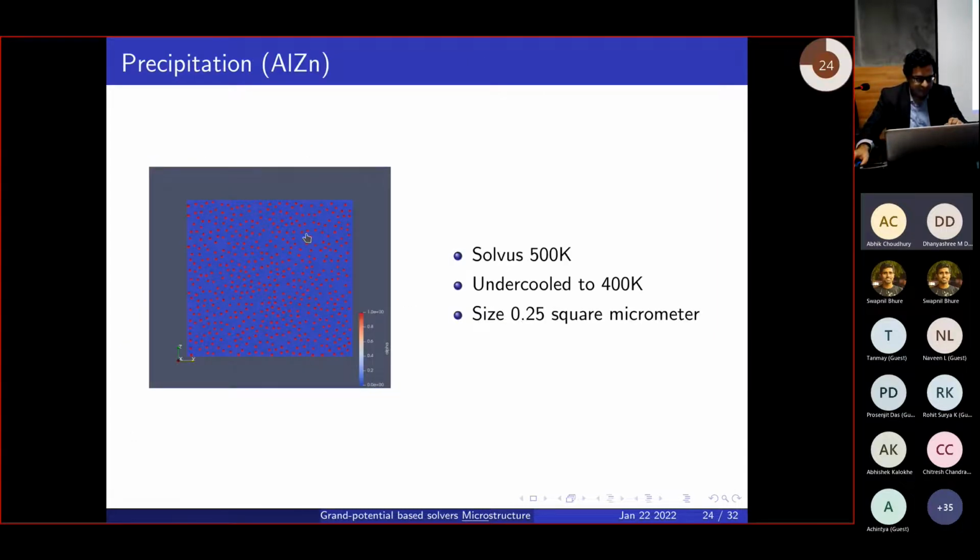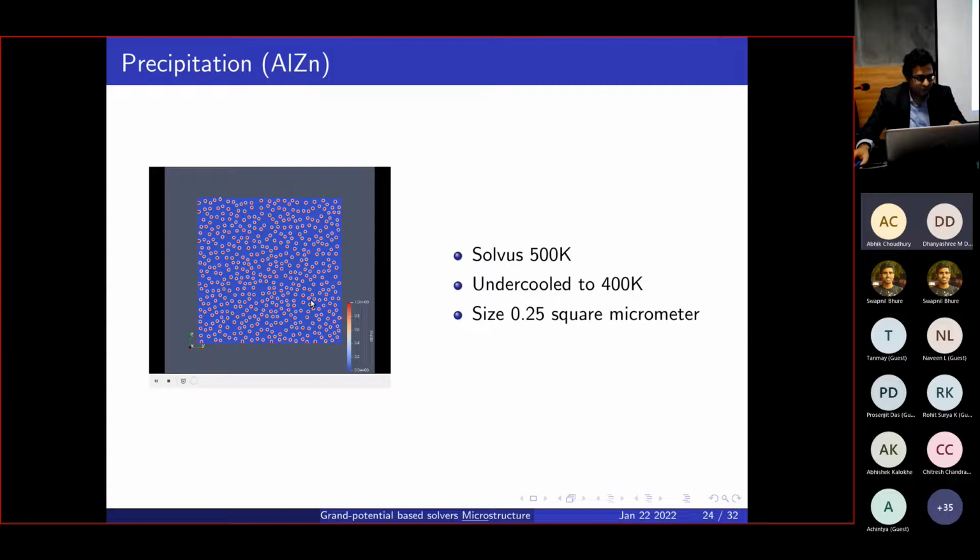And solidification is not the only thing that can be presented. You can also do precipitation reactions. So for example, this is Solvus 500, which was undercooled to 400 Kelvin. The size domain is 0.25 micrometer cube. So you can have a look at the simulation over here, which will start to coarsen very quickly. So you see particles or precipitates going away and coarsening happening. This is done again with thermodynamic coupling with function F3.